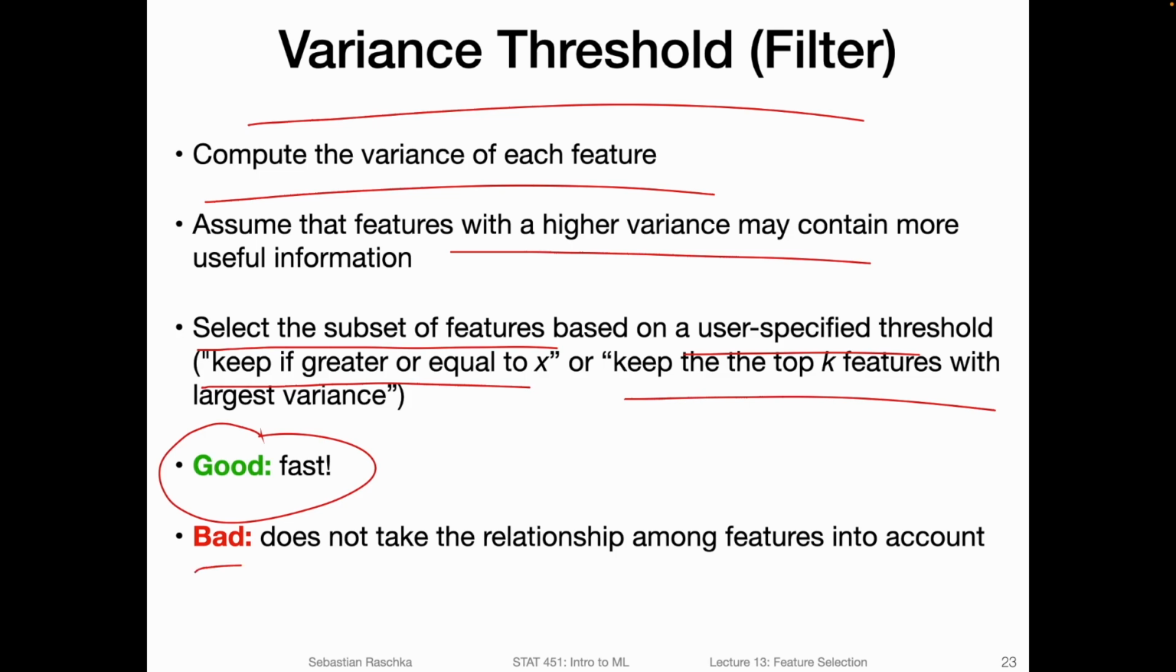But the bad thing about this is it does not take the relationship among features into account. So we are really just looking at one feature at a time. It doesn't really tell us much about, let's say, how this feature is correlated to our target variable. And it also doesn't really tell us about whether this feature is redundant or not based on similarities to other features. And it doesn't tell us about how well it helps the model to achieve a high accuracy on, let's say, the test set.